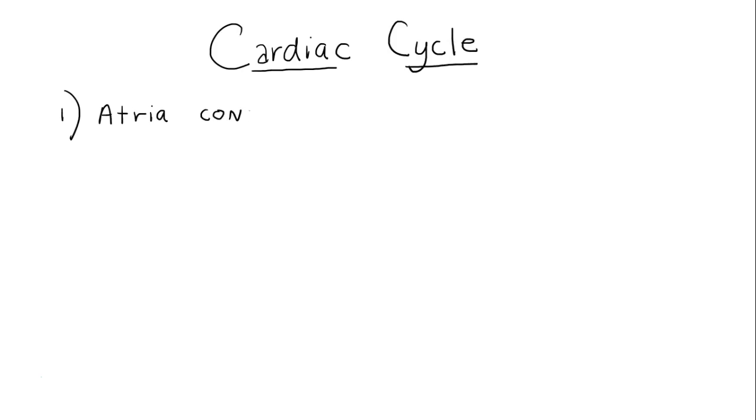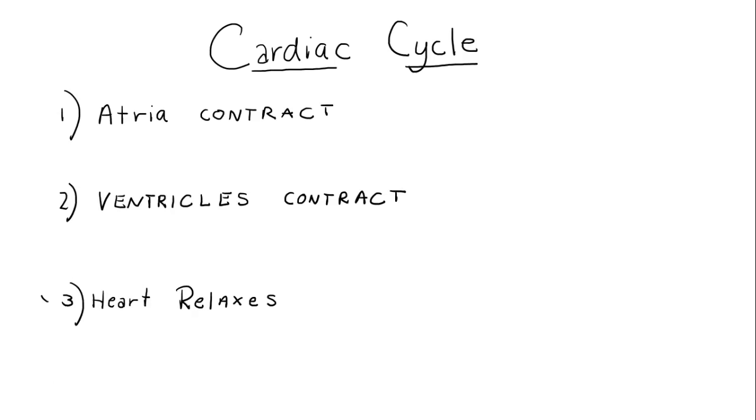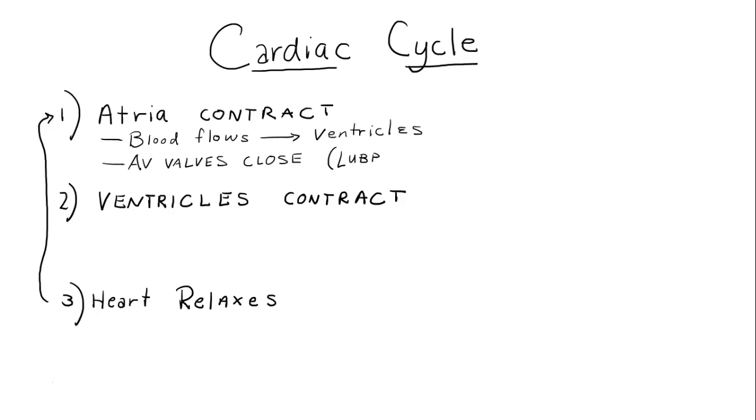That's what we're going to talk about on this slide. In the cardiac cycle, the atria contract and then the ventricles contract, and then the heart relaxes, and then the cycle begins again. So when the atria contract, the blood flows into the ventricles, and then the AV valves close, and that creates a sound called lub. If you're familiar with the heart sounds, lub-dup, lub-dup. That's due to the closing of the valves.